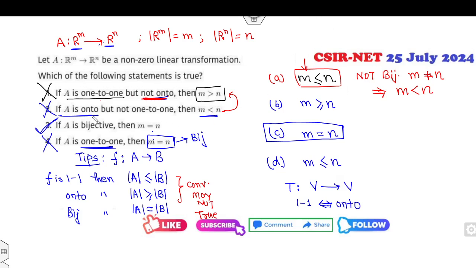Similarly, if you look at the second, A is onto, that means this condition holds, and it is not 1-1. If it is not 1-1, that means it is not bijective. If it is not bijective, that means M is not equal to N. If M is not equal to N, that means M must be strictly greater than N. But he said M is less than N. But there is no need to think about the others, because I can simply discard the options straightforwardly based on this shortcut trick.